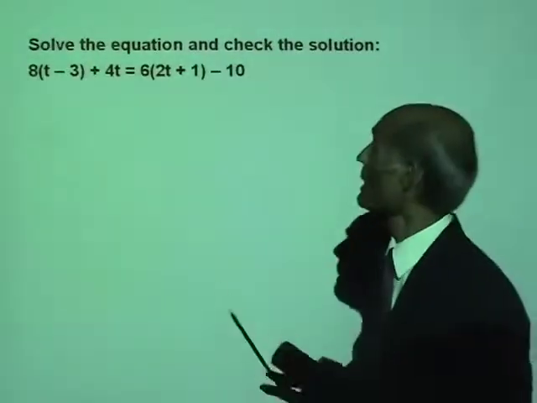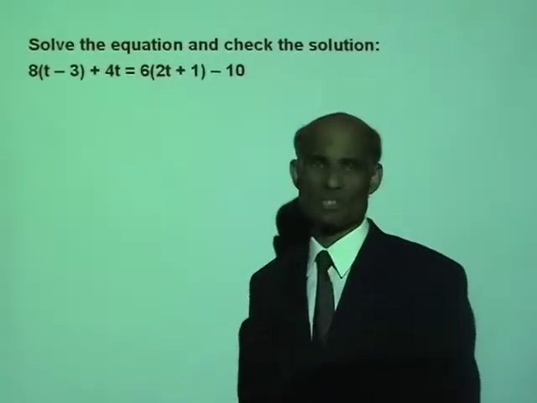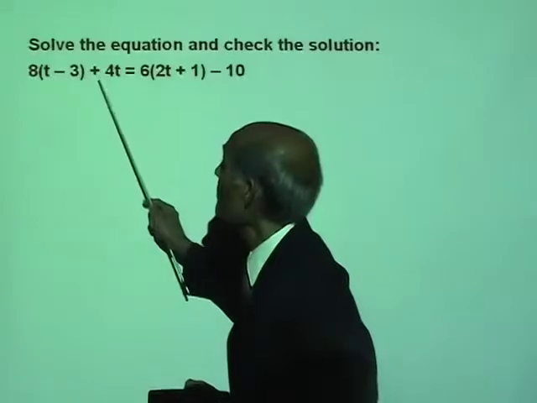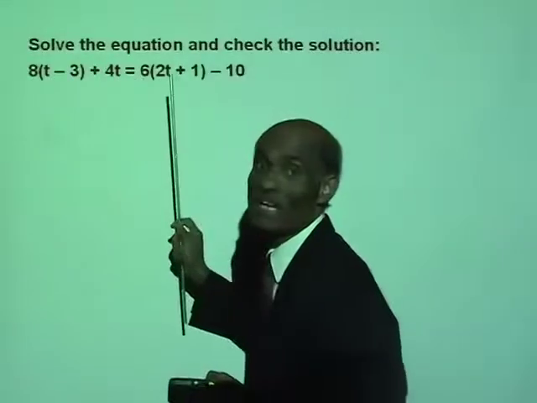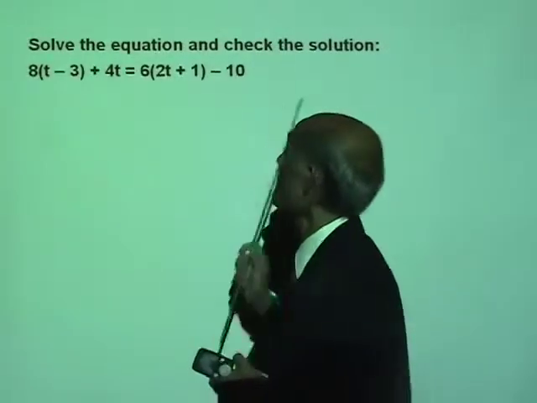Okay, another one. Solve the equation and check the solution. 8 times (t minus 3) plus 4t equal to 6 times (2t plus 1) minus 10.